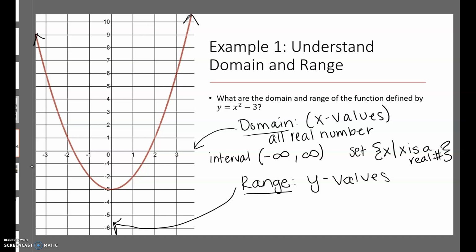So we see that it's not going to go past -3. So it goes from -3 up. So we're going to start with a hard bracket at -3 because it is included, and it goes all the way to infinity. And then set notation would be that y is an element, and y is greater than or equal to -3.